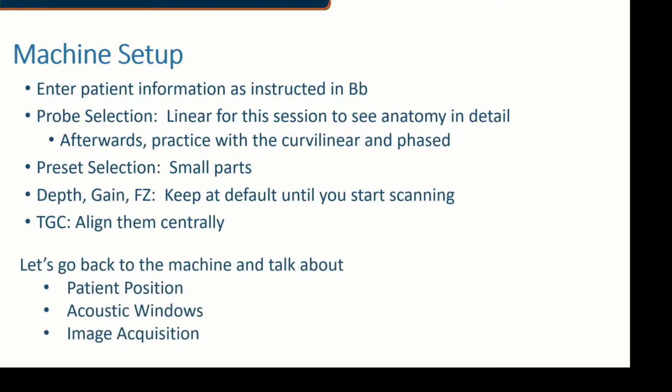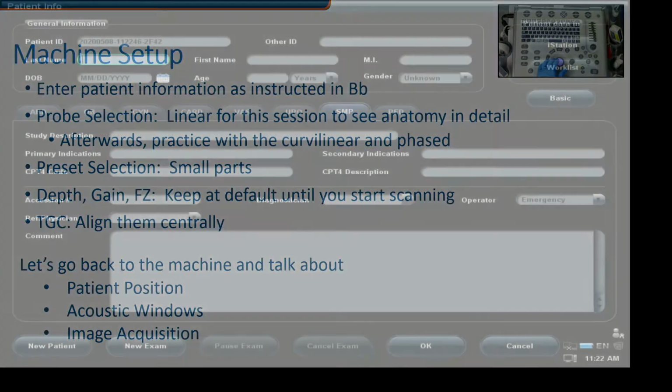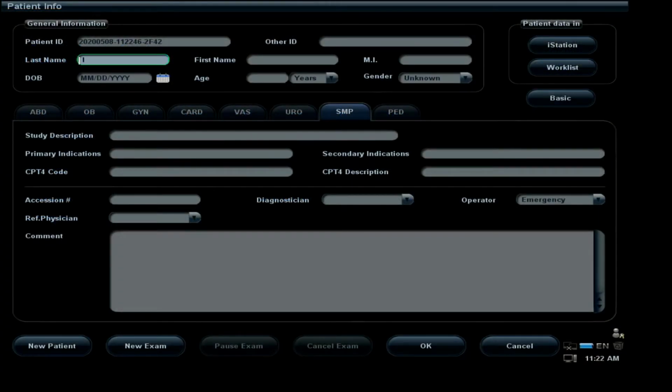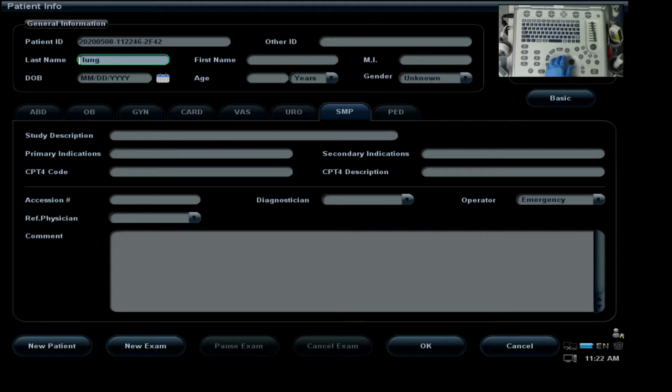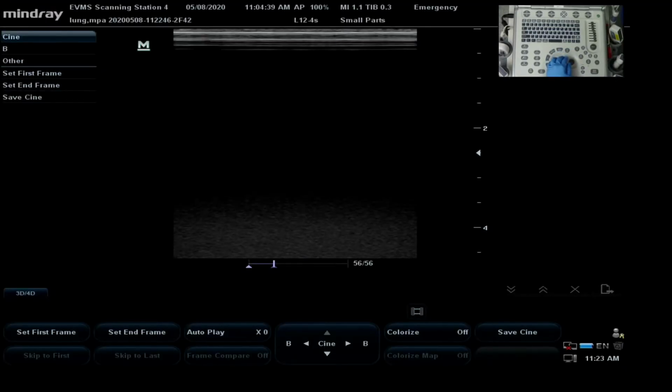So let's go back to the machine now and talk about patient position, acoustic windows, and image acquisition. And I'll also show you quickly where we're putting in the patient information for this session. So when we put in our patient information for this session, you're going to be just typing in lung here, because these are the images that you're going to be saving. And then over on the first name, you would put in, say, which class you're in. I'm just going to put MPA right here. And when you are done with that, you can select your OK button with the Set button.